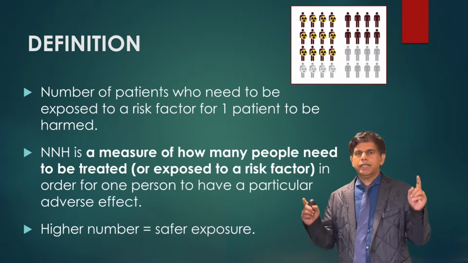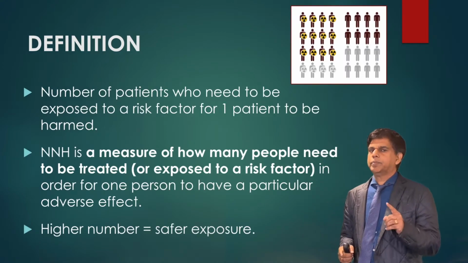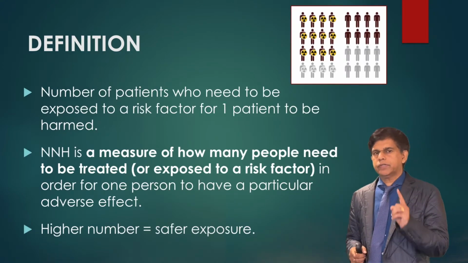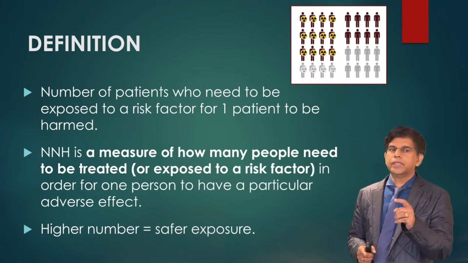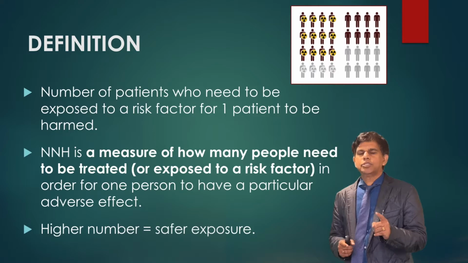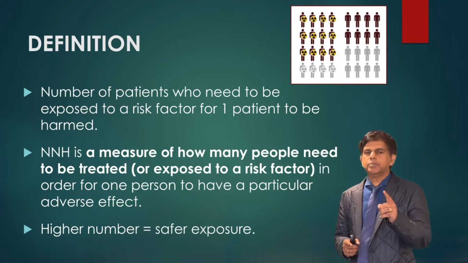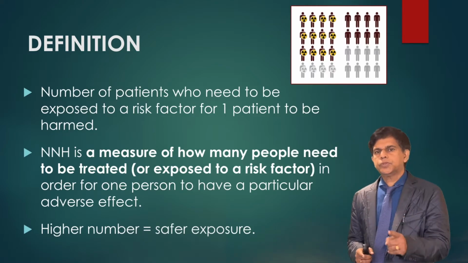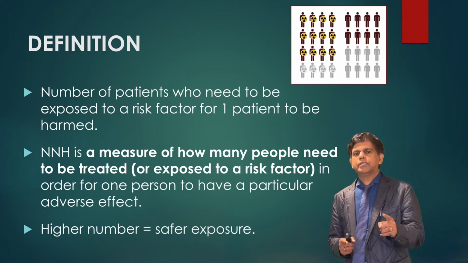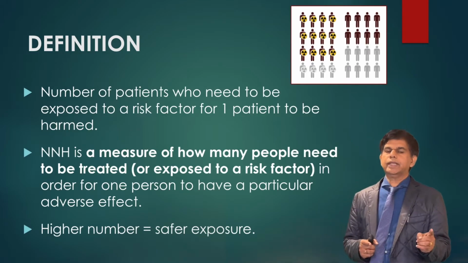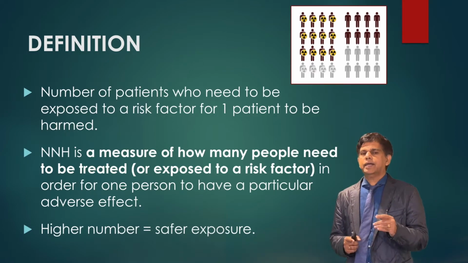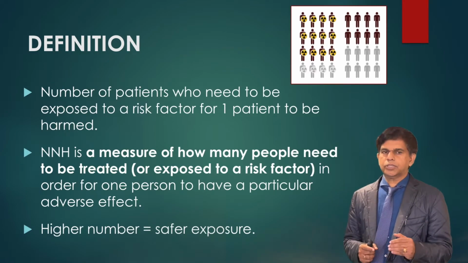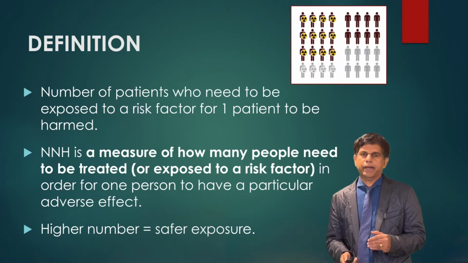How do you define number needed to harm? Number of patients who need to be exposed to a risk factor for one patient to be harmed, underlying the word harmed. Number needed to harm is a measure of how many people need to be treated or exposed to a risk factor in order for one person to have a particular adverse event. Again, adverse effect, okay? Higher number means safer exposure. So the higher number is better.